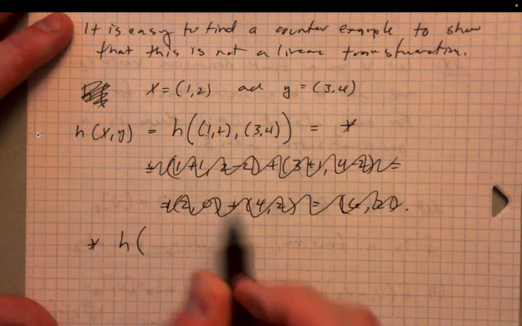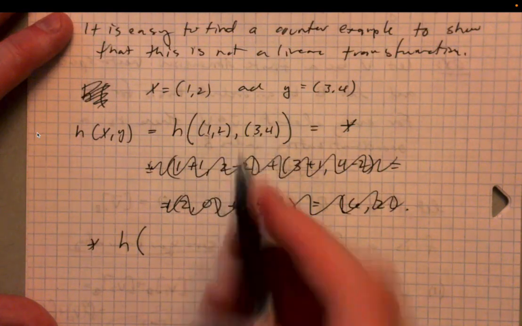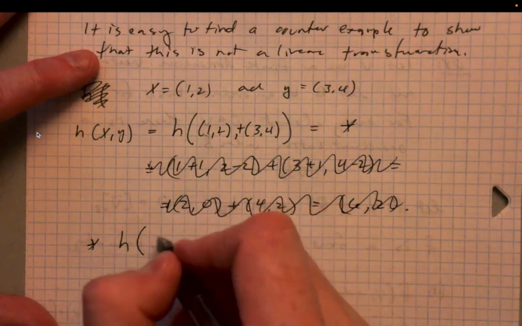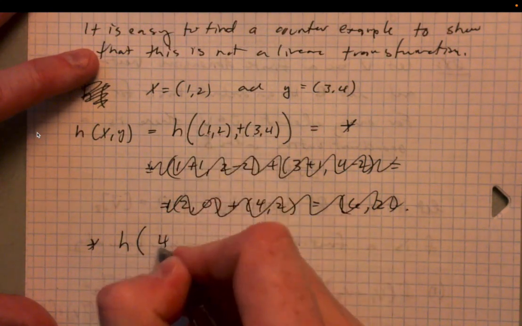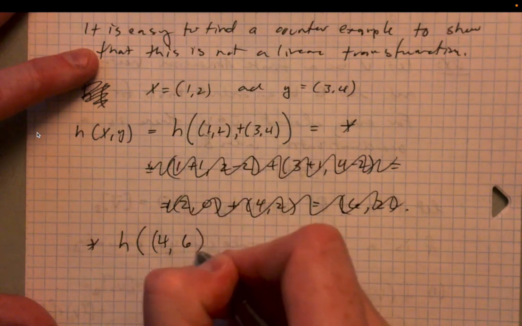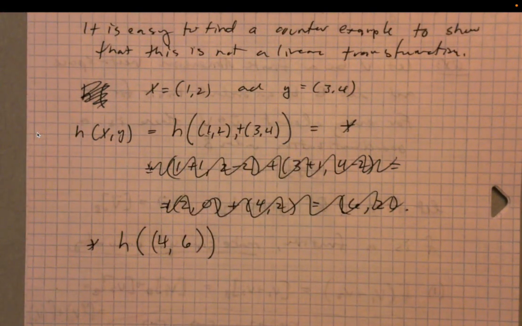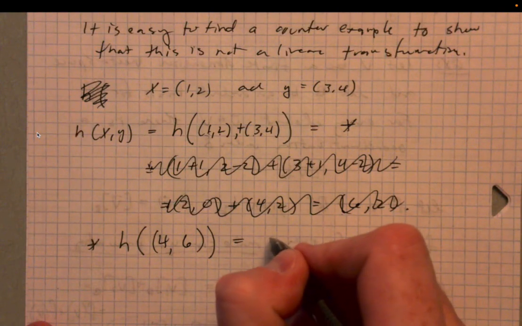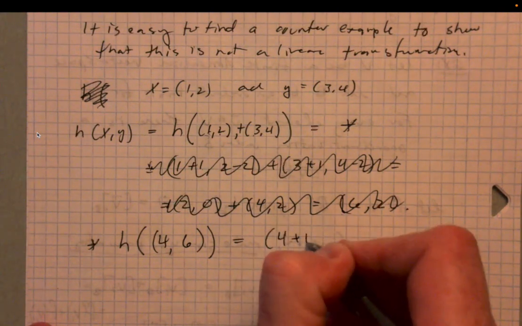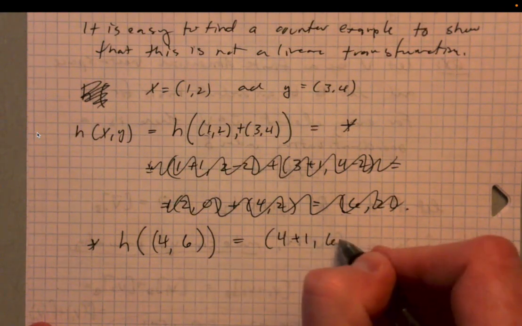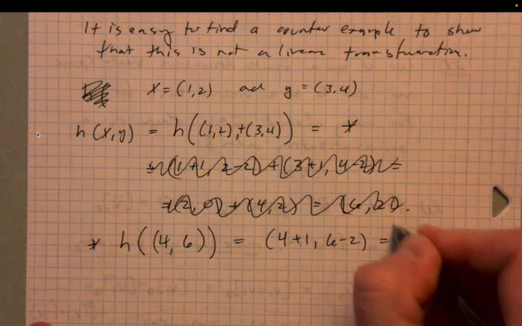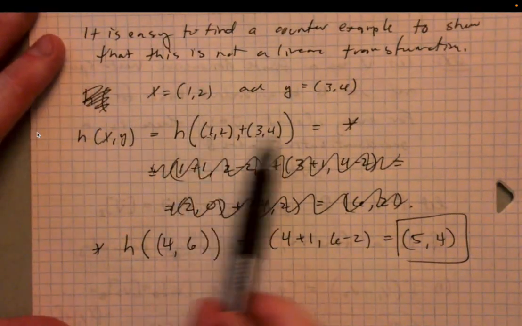So this would be h of (1, 2) plus, I should be adding there. That's what threw me off. Okay, so this would be h of (1 plus 3, 2 plus 4), which is h of (4, 6). So I first have to add the vectors, and then I apply h. When I apply h to this, I get (4 plus 1, 6 minus 2), so I get (5, 4). Now what happens when I do it the other way?